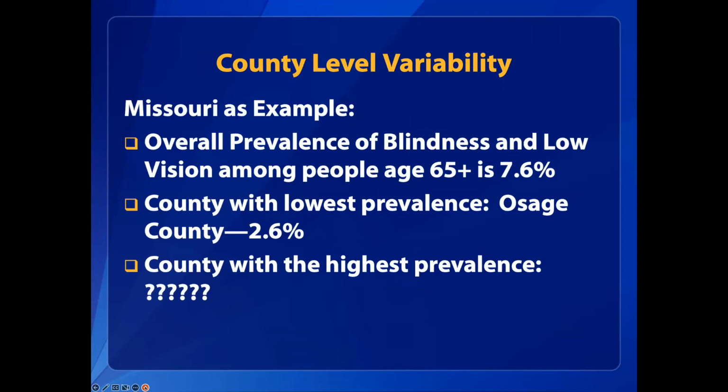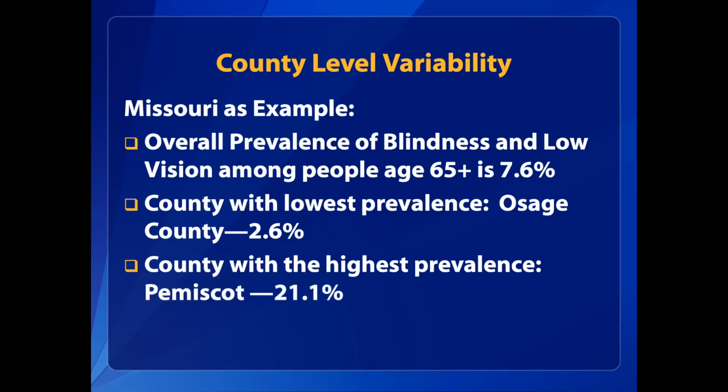And so in Missouri, the overall prevalence of vision impairment is 7.6%. So about the national average. But if you look at the county level estimates, that varies a lot. So take Osage County, kind of up in the middle near Jefferson City, near the state capital. The prevalence in that county is 22.6%. So then the question is, what is the highest prevalence? Go to the next slide, I'll show you.